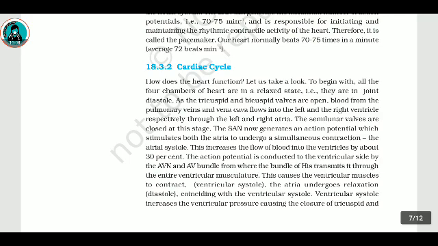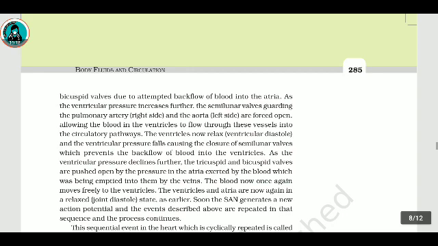This causes the ventricular muscles to contract. Ventricular systole. The atria undergo relaxation, diastole, coinciding with the ventricular systole. Ventricular systole increases the ventricular pressure, causing the closure of tricuspid and bicuspid valves due to the attempted backflow of blood into the atria. As the ventricular pressure increases further, the semilunar valves guarding the pulmonary artery, right side, and the aorta, left side, are forced open, allowing the blood in the ventricles to flow through these vessels into the circulatory pathways.